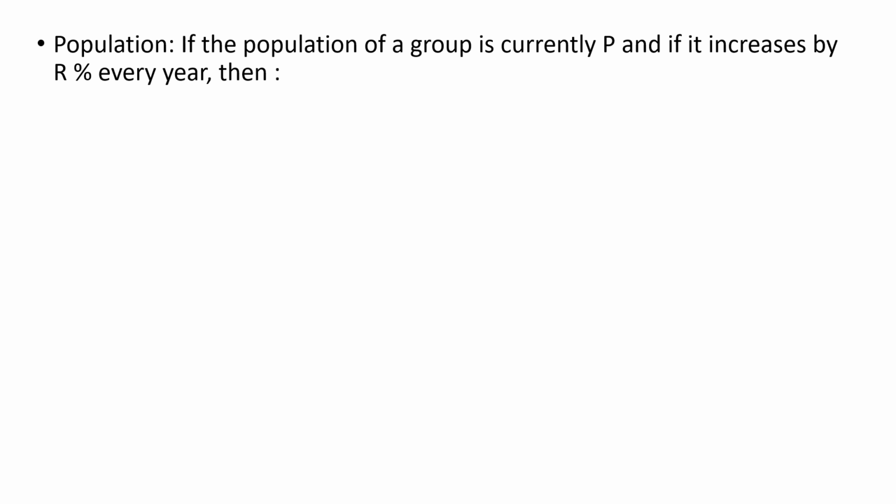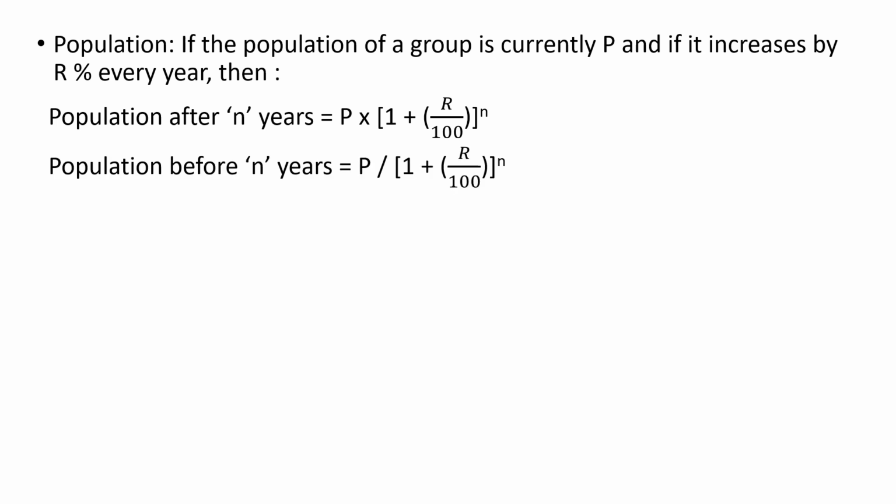Next point, if the population of a group is currently P and it increases at a rate of R percent, then what is the population after n years? It is given by P into 1 plus R by 100 whole to the power n. This is a formula to find population after n years when the current population is given. Similarly, population before n years is given by P divided by 1 plus R by 100 whole to the power n.